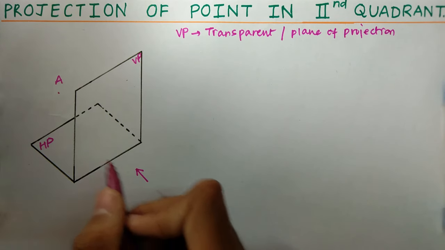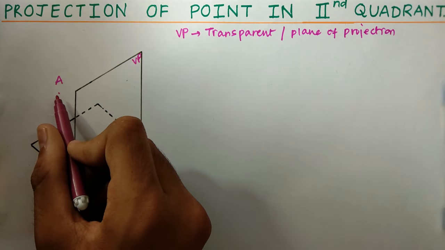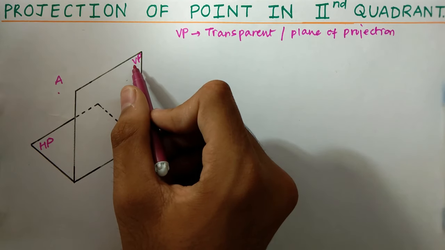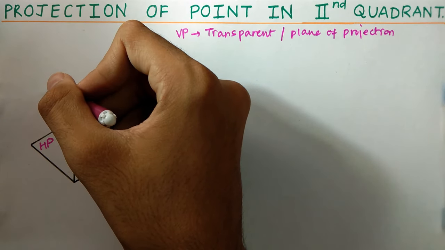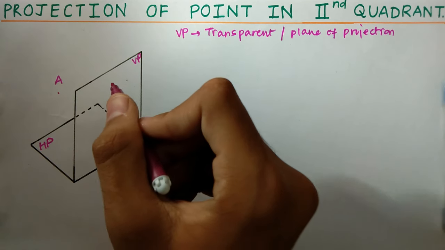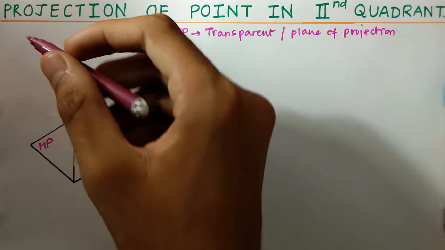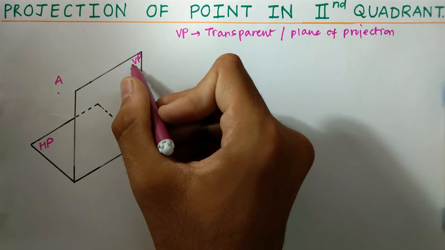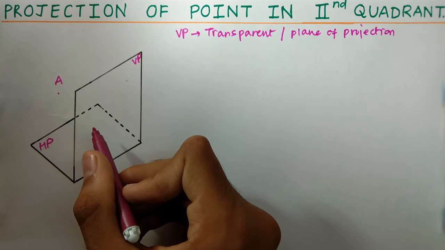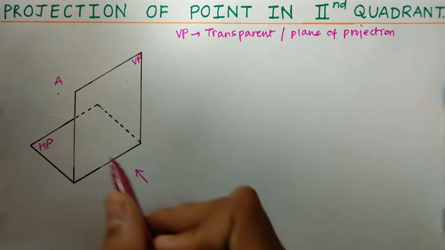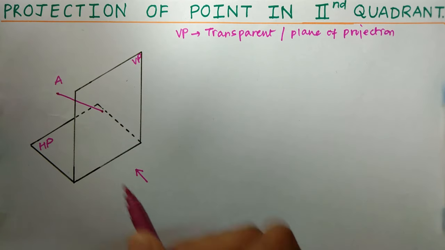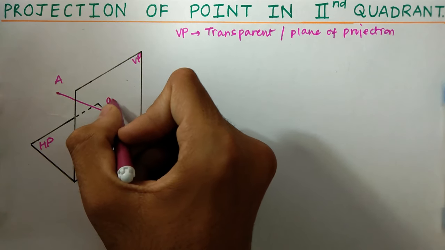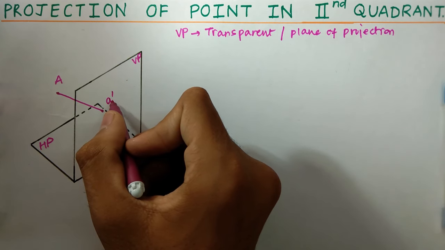So whenever an observer observes this point A in the second quadrant from the front, this vertical plane is transparent. Now when an observer observes this point A from the front, we have a view intersecting the vertical plane at a point. Means the projector from the point A would intersect the vertical plane at a certain point, which leads us to the front view. So let us draw the projector. Let us assume that this is a projector and this point is referred to as A dash, which is referred to as the front view.